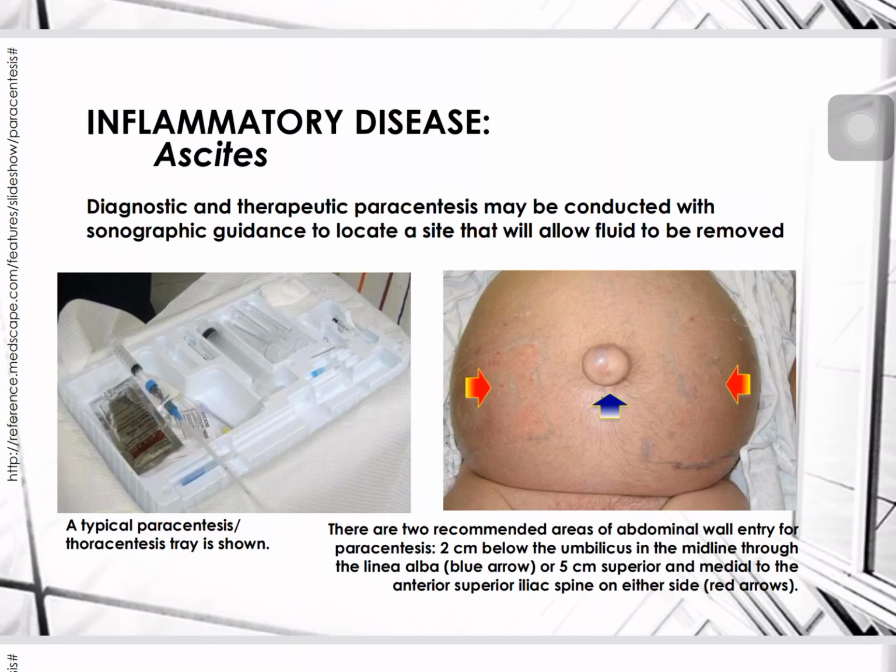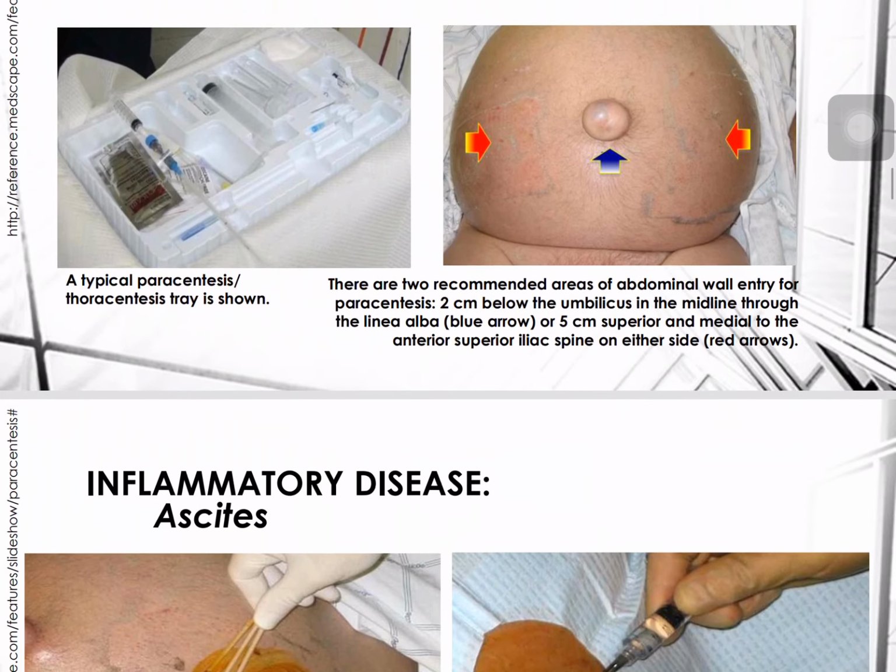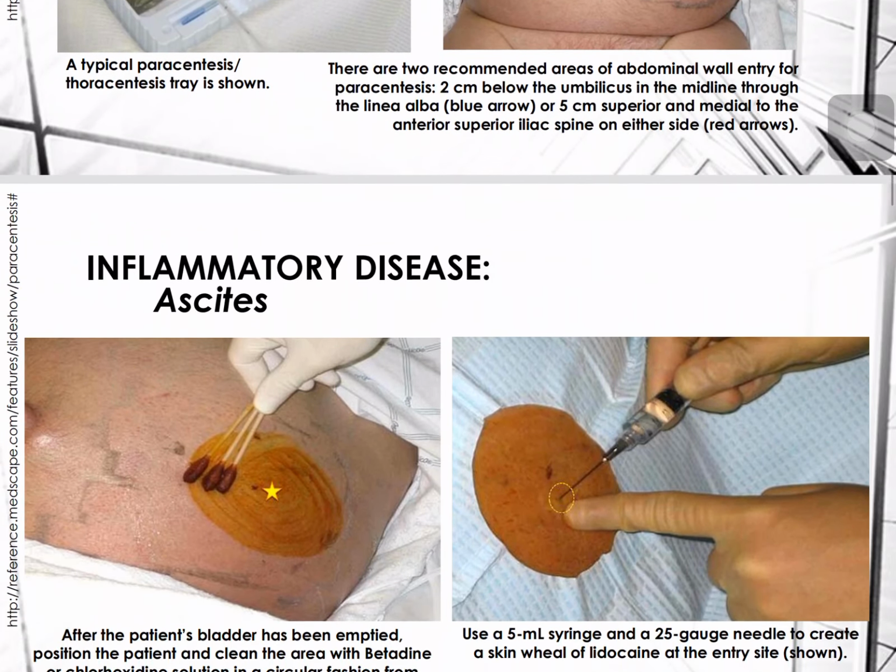Abdominal sonography is commonly used in detection or confirmation of ascites. Diagnostic and therapeutic paracentesis may be conducted with sonographic guidance to locate a site that will allow fluid to be removed and to avoid damage of the floating bowel loops. A diagnostic paracentesis involves removal of 50 to 100 ml of peritoneal fluid for analysis.